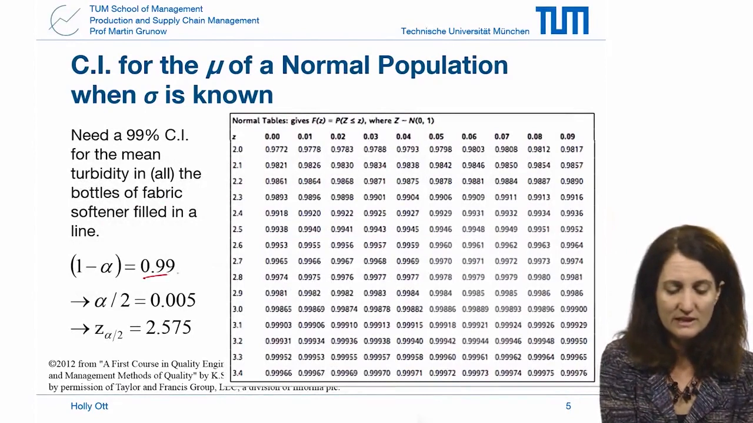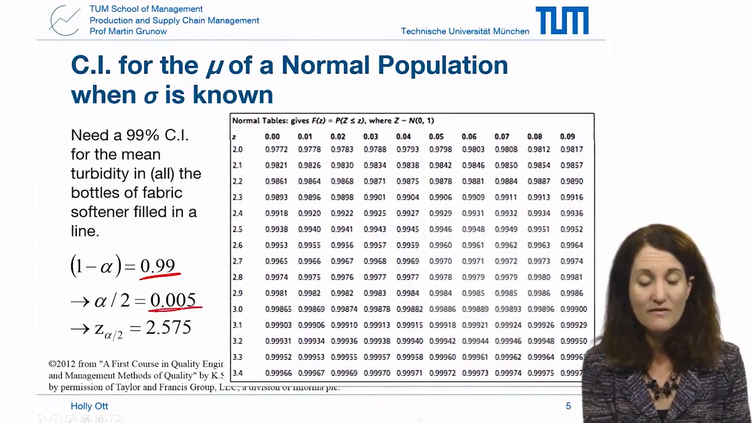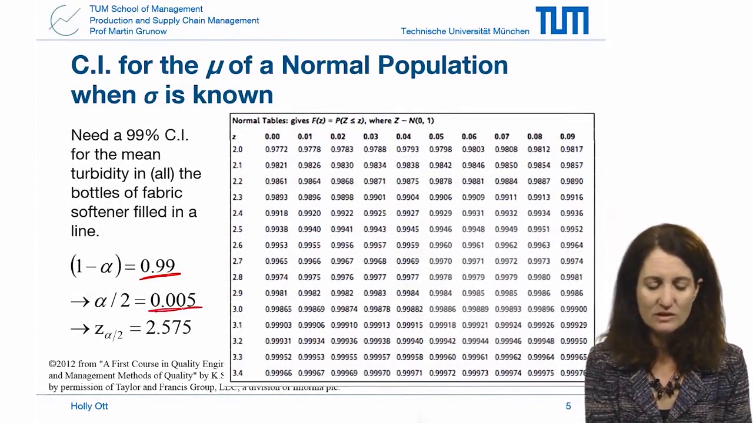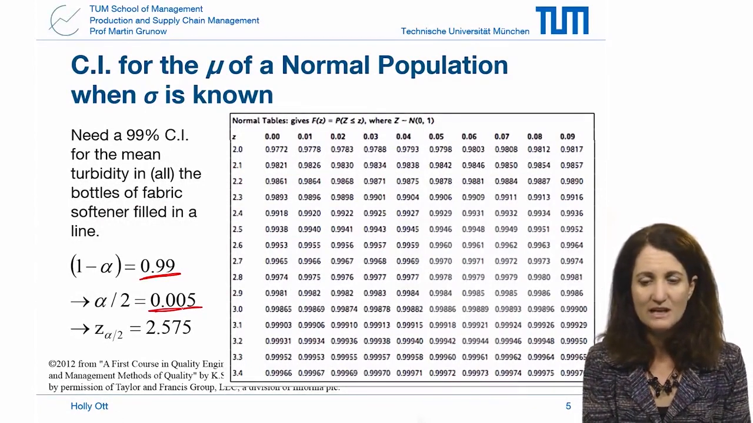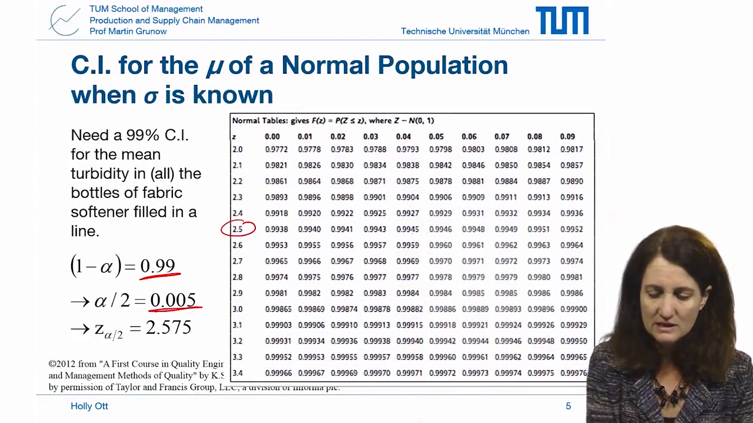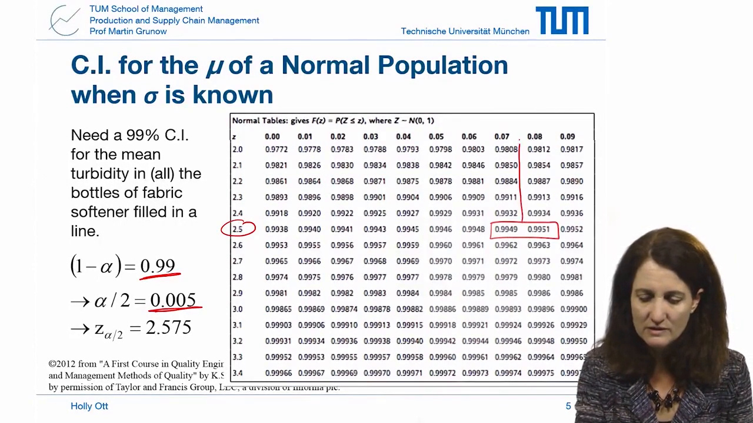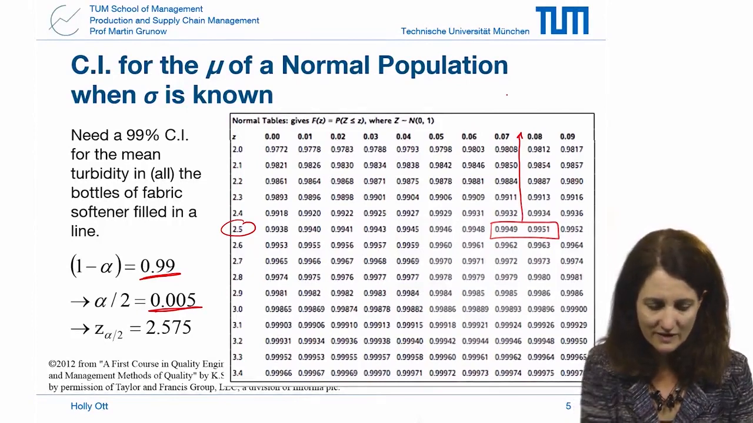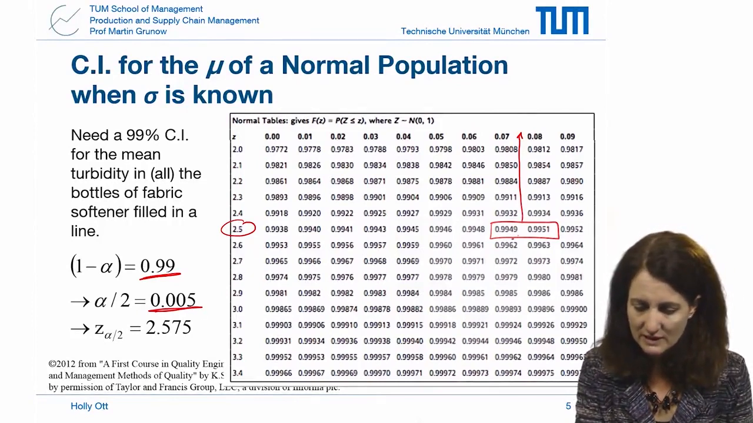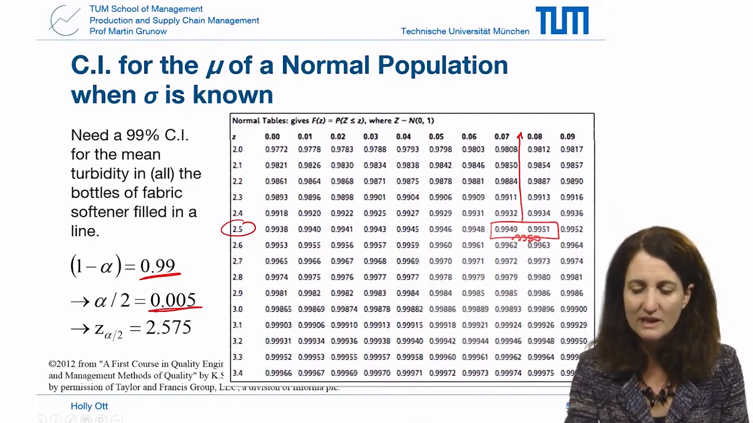Well, so we started with this 99%, and we looked in our table, and we said that means we need 0.5%, or 0.005, on either side of our z distribution. That would give us, and here we are lying exactly between these two values, 0.9950 on the positive side and 0.005 on the negative side.